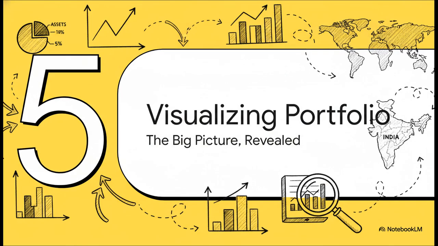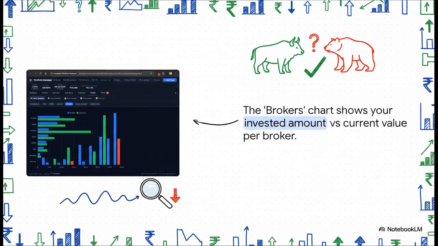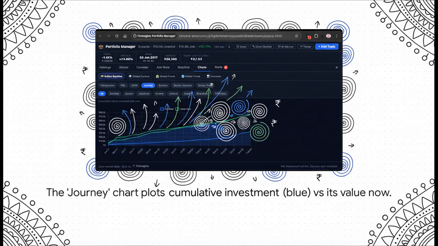Now, numbers on a screen are powerful, for sure, but seeing a picture? That can give you those real aha moments. So let's check out the Charts tab, where all that raw data gets turned into real insights about your financial journey. And boom! This chart is the perfect visual answer to that big question we started with. It breaks down your portfolio broker by broker. The blue bar is what you put in, and the other bar is what it's worth now. You can see instantly which brokers are making you money, and more importantly, which ones are a drag on your performance. No more guessing.